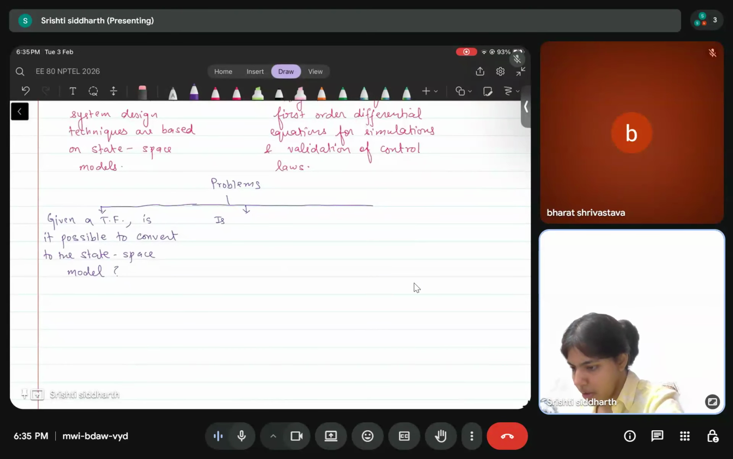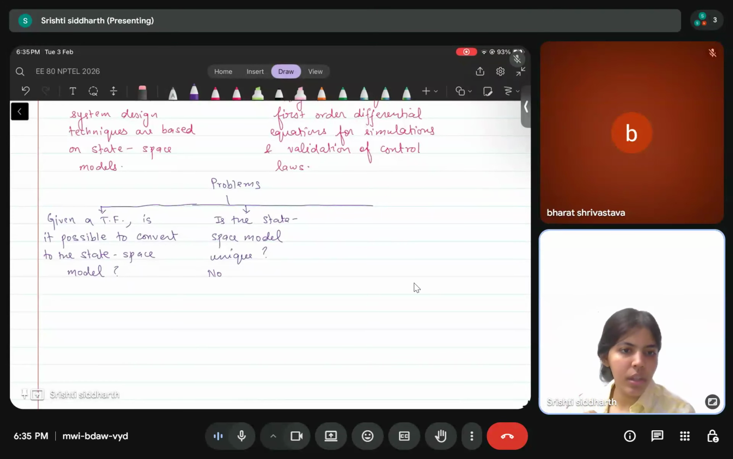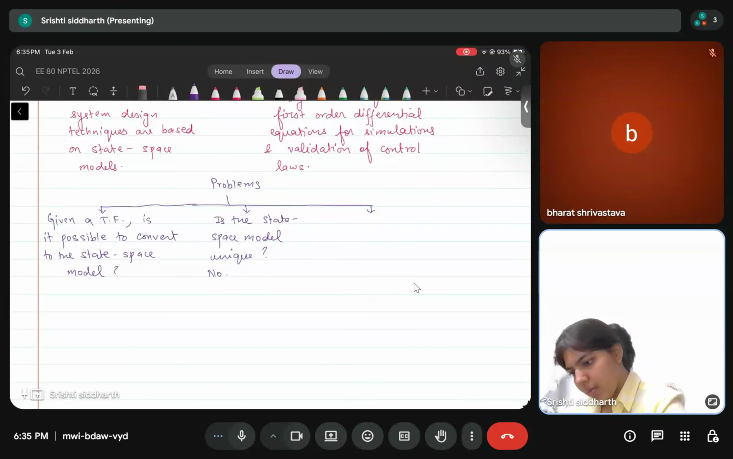Is the state space model right? Because I've just seen a question in which there were two different state space models and we had the same transfer function. We know, and of course we have the three forms, which is the first companion form, the second one, and the Jordan. Known as controllable canonical form, observable canonical form, and the Jordan form.